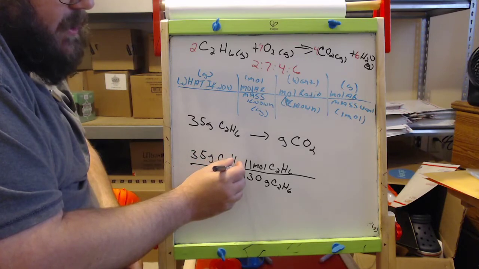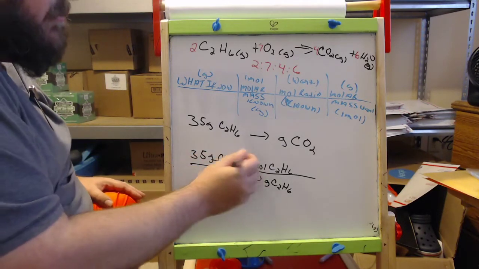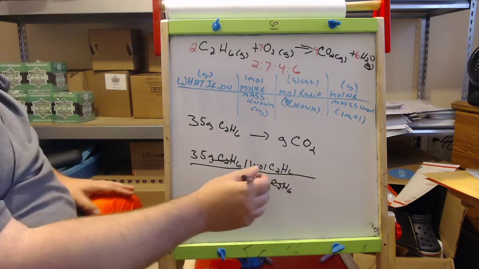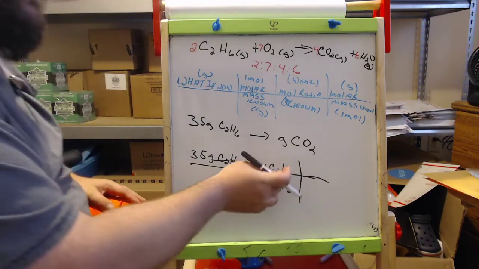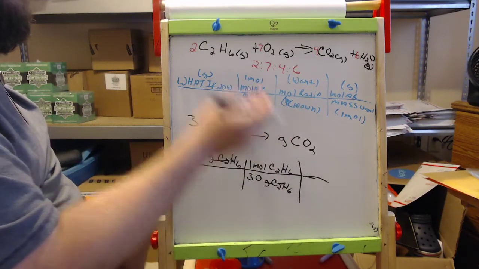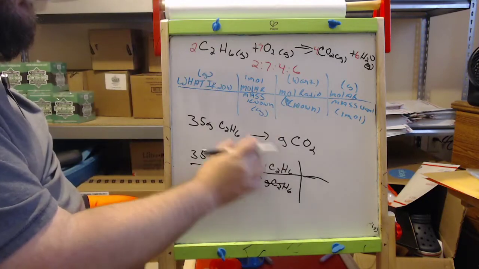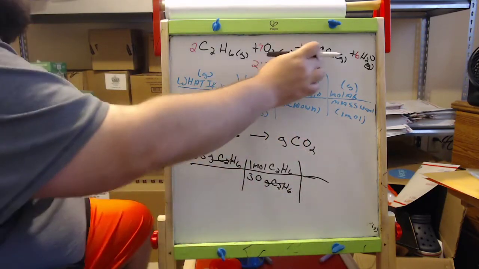Hydrogen is 1, and I have 6 of them. That's 6. 24 and 6 is 30. So our grams would cancel out. Now, our mole ratio. Again, if this was saying how much carbon is there, we would say, okay, for every one of these, there's 2 carbons and so on. But now, since we're doing different molecules, we use these up here.